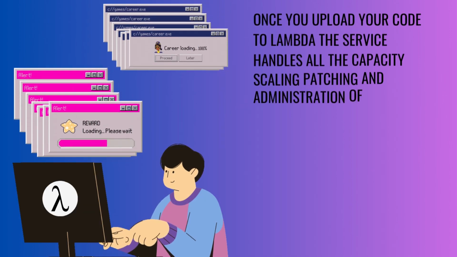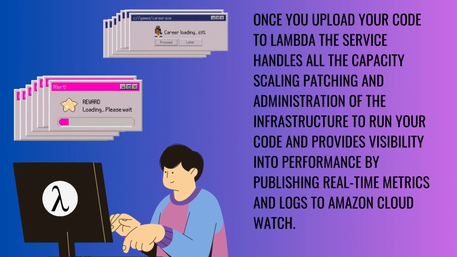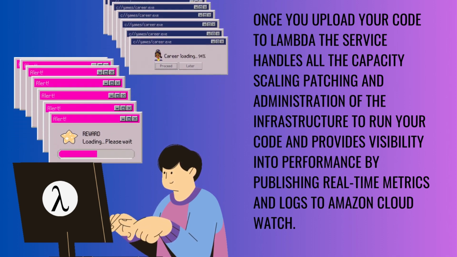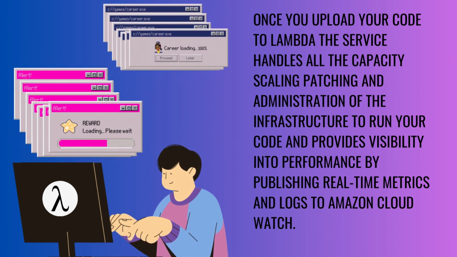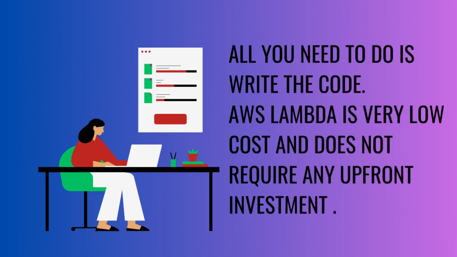Once you upload your code to Lambda, the service handles all the capacity scaling, patching and administration of the infrastructure to run your code and provides visibility into performance by publishing real-time metrics and logs to Amazon CloudWatch. All you need to do is write the code.